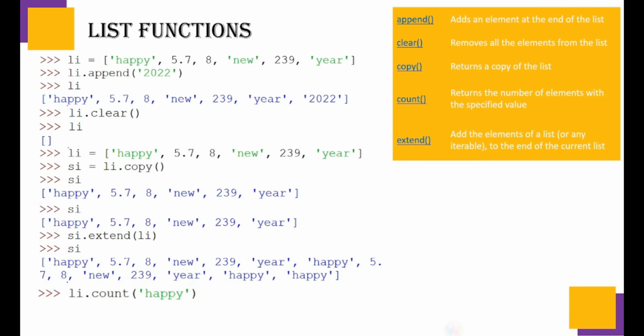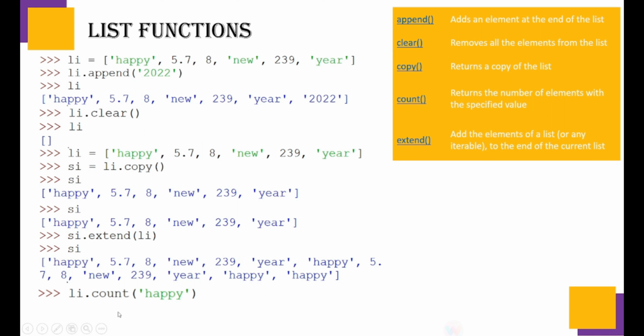Then we have extend. It is just adding two list elements into one list. So si and li elements will become one list with all the elements inside it. Okay, so si.extend(li). So all the elements of si and li are combined together into one.